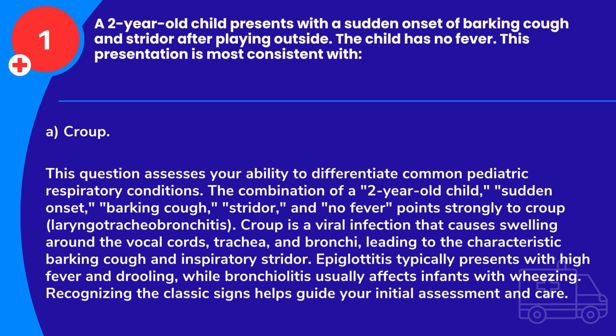Answer: A. Croup. This question assesses your ability to differentiate common pediatric respiratory conditions. The combination of a 2-year-old child, sudden onset, barking cough, stridor, and no fever points strongly to croup, laryngotracheobronchitis. Croup is a viral infection that causes swelling around the vocal cords, trachea, and bronchi, leading to the characteristic barking cough and inspiratory stridor.